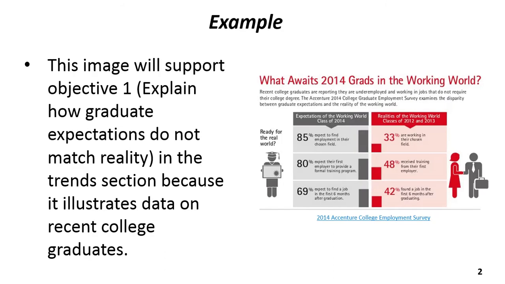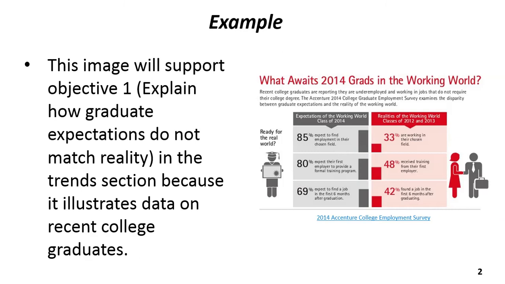And here's an example. Here we have on the right-hand side the image, which is where it belongs, on the right-hand side of the slide. It's got a title. I just took it from another report just to give you an example here. What awaits 2014 grads in the working world? It's a comparison. There is a source. You can see the source at the bottom. And on the left is a 1-sentence explanation.